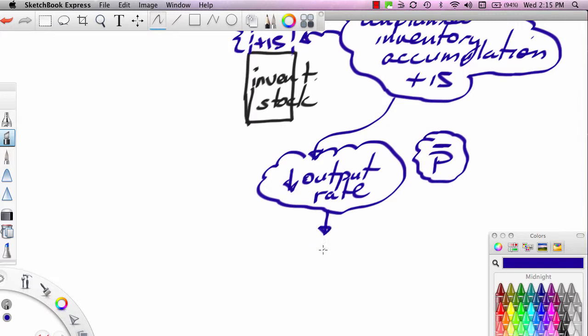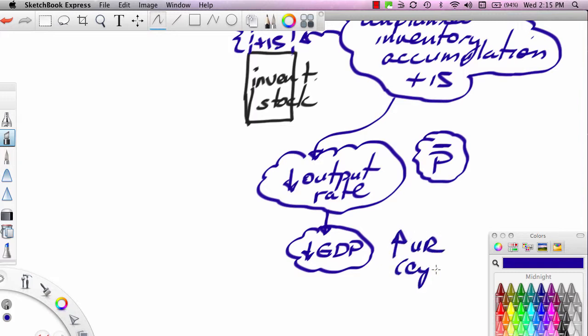So what is this going to do? Well, if the output rate decreases, GDP is going to decrease. GDP is a measure of the output rate. And remember, when the output rate decreases, we would expect that unemployment would go up, particularly cyclical unemployment. Cyclical unemployment is the unemployment that occurs when skilled people who want to work, who have the skills to work, can't find work because of weak business conditions. Okay? So this is actually a problem.